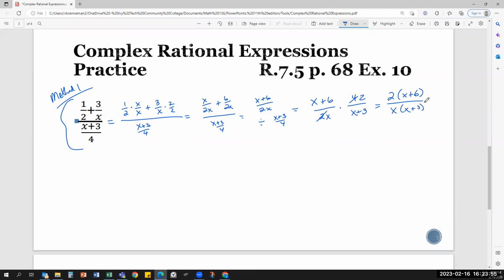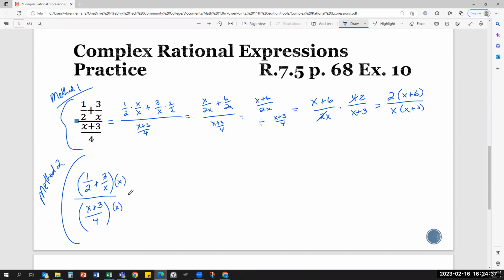All right. Then method 2. I have the 1/2 plus 3 over x plus 3 over 4. I could do this one at a time, so I have the 2 and the x and the 4. I could do it one at a time, or I could do it all at once. Let's see. I'm going to multiply everything by the x first. There are also different ways this could be done.